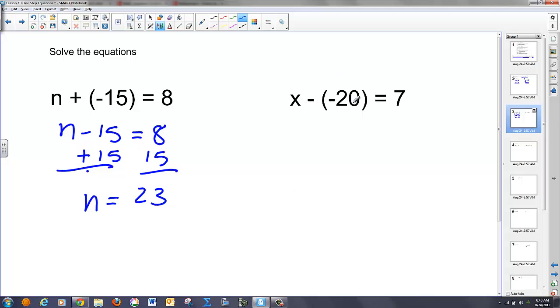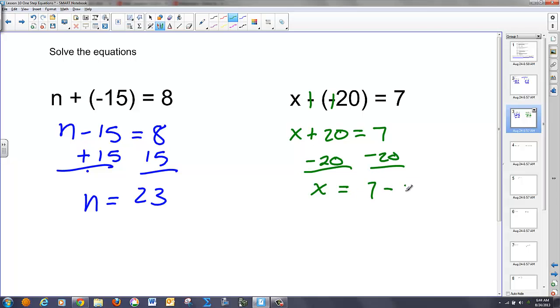Now in this equation, I'm subtracting a negative number. I'm going to rewrite this. I like to think of subtracting sometimes as adding the opposite. And in this case, if I add the opposite, I really have x plus 20 is equal to 7. So if I want to undo an addition of 20, I subtract 20. So you'll notice now I have x equals 7 minus 20.